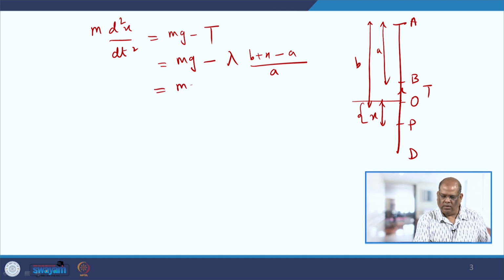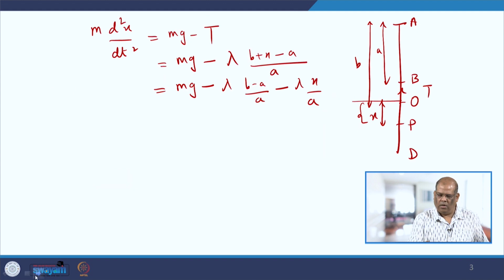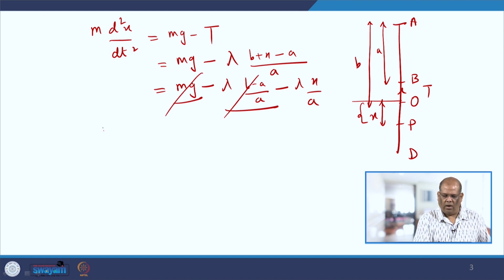So, I can write this as mg minus lambda times B minus A by A minus lambda times X by A. Now, you have already shown that T0, which is equal to mg from here, is equal to lambda times B minus A by A. So, this mg and lambda times B minus A by A cancel, and you are left with m d2x dt square is equal to minus lambda times x by A.